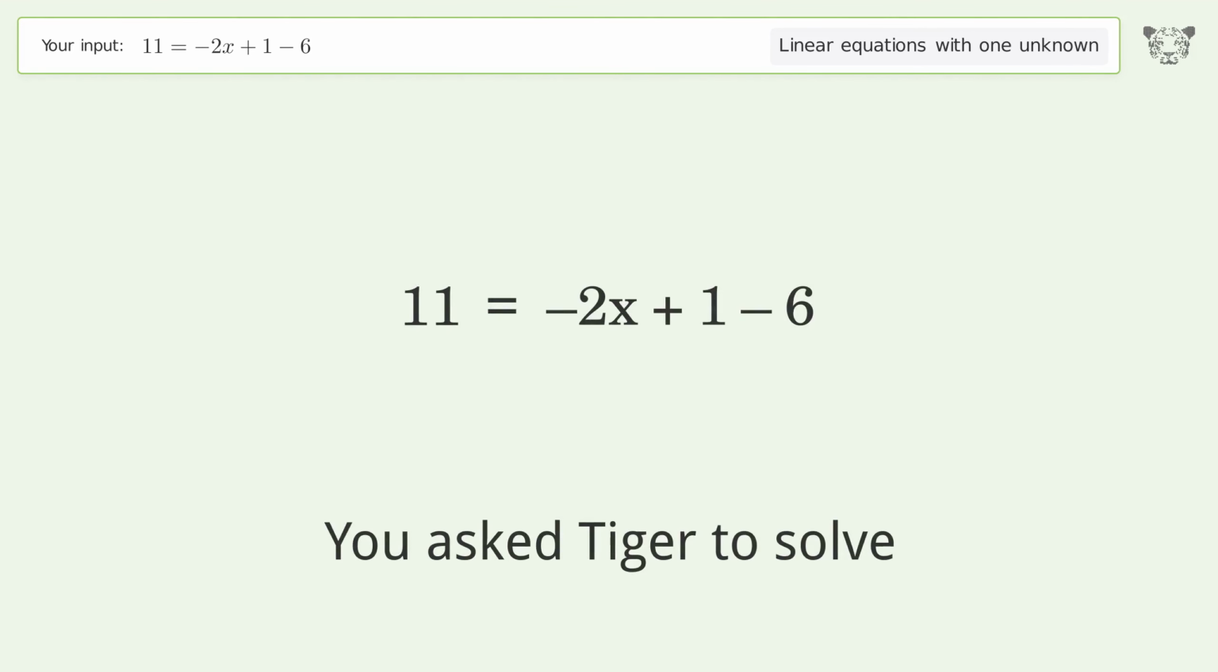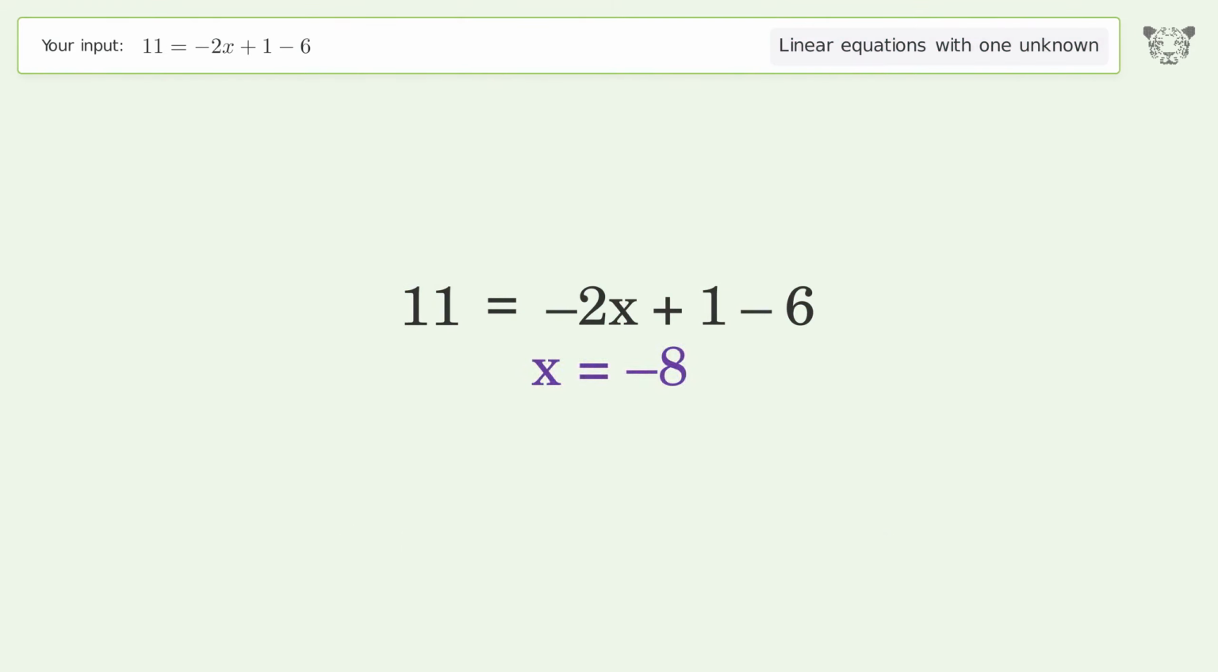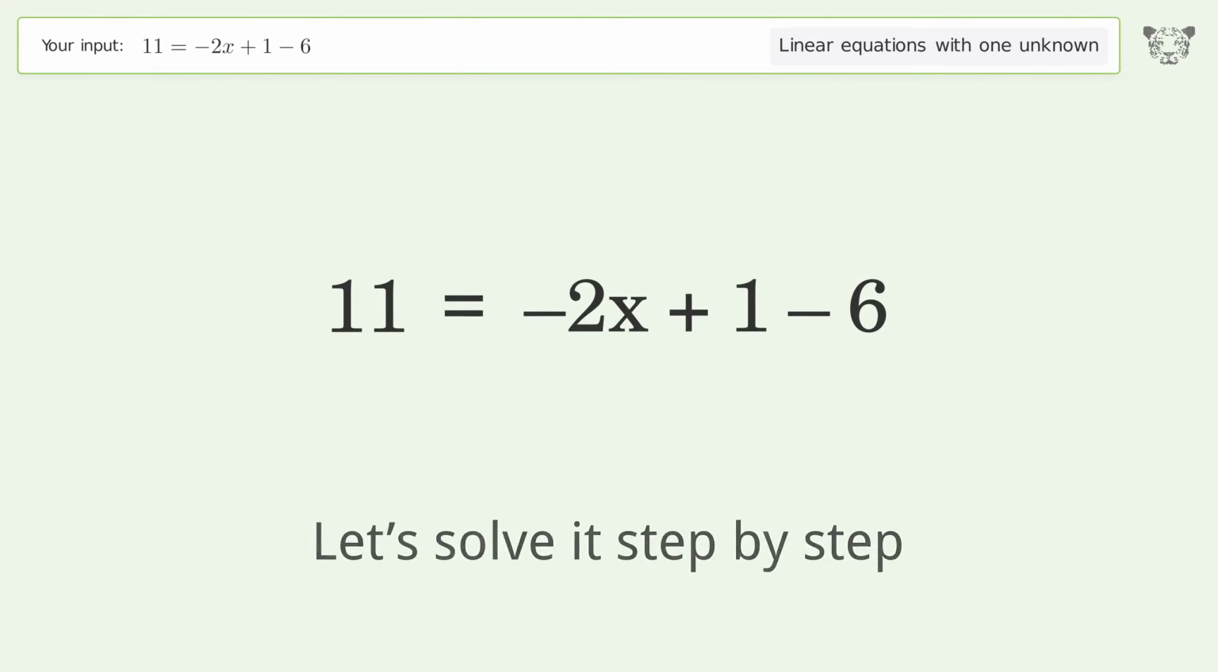You asked Tiger to solve this. This deals with linear equations with one unknown. The final result is x equals -8. Let's solve it step by step.